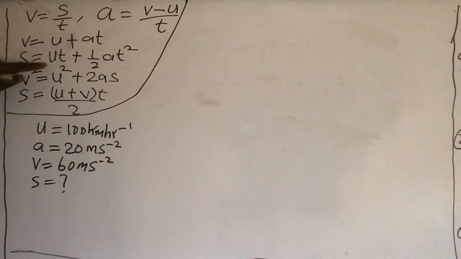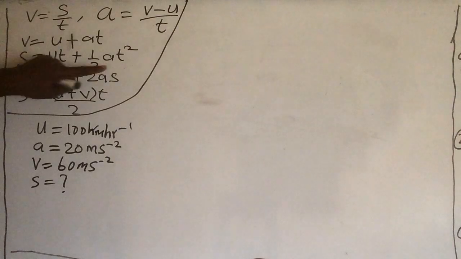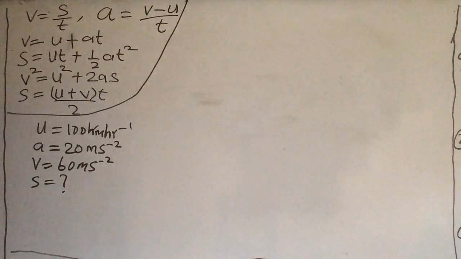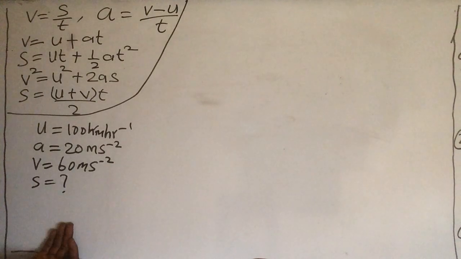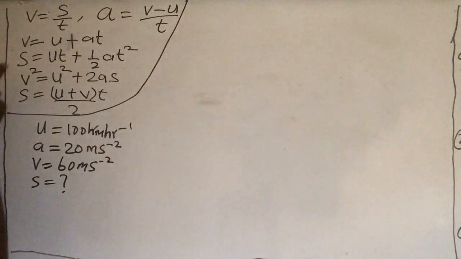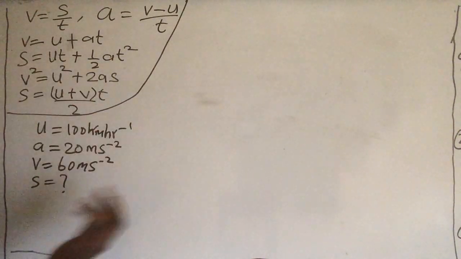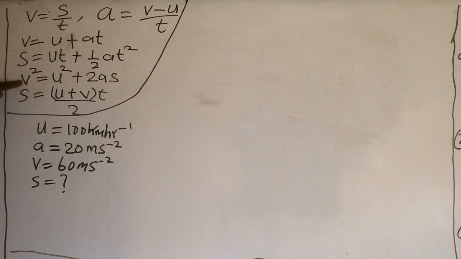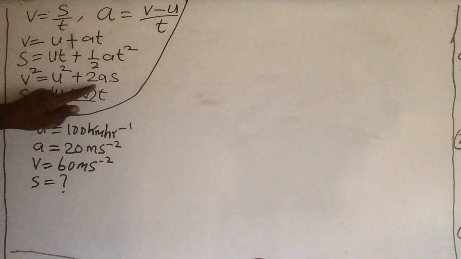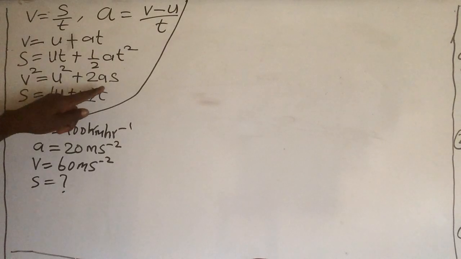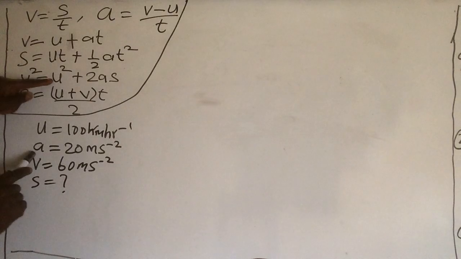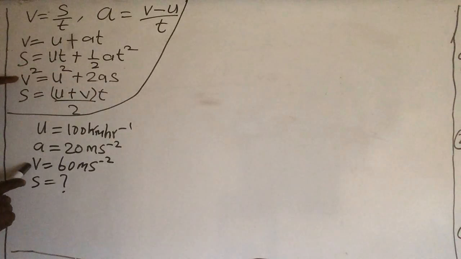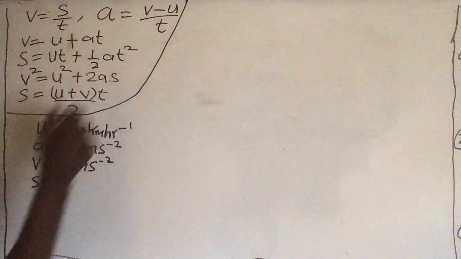Yes, s is there, u is there, t is there, a is there. Now, coming to our question, u is here, a is here, v is here, s is here, but t is not here. Since t is not in our question, we will not use any formula that contains t. You go to the second one. v is there, u is there, a is there, and s is there. Coming to this place, u is there, yes. a is there, yes. v is there, yes. s is there, yes. So we'll make use of this formula.